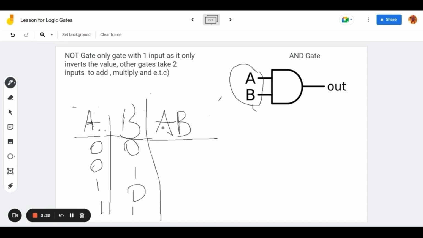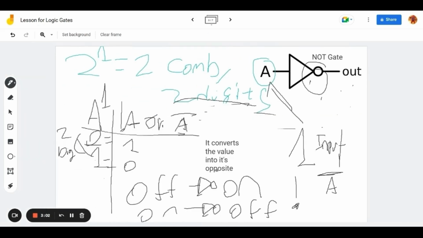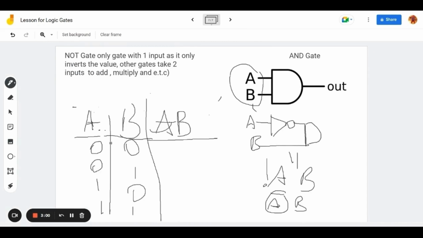And if the A was already inverted, for instance, if there was already an inversion before the A and then they go to an AND gate, we would write it as A not B, or A with a bar over it, to show that A is being inverted first. Then it's being multiplied. So the 0 would turn to 1, the 1 would turn to 0, then you would multiply it together.